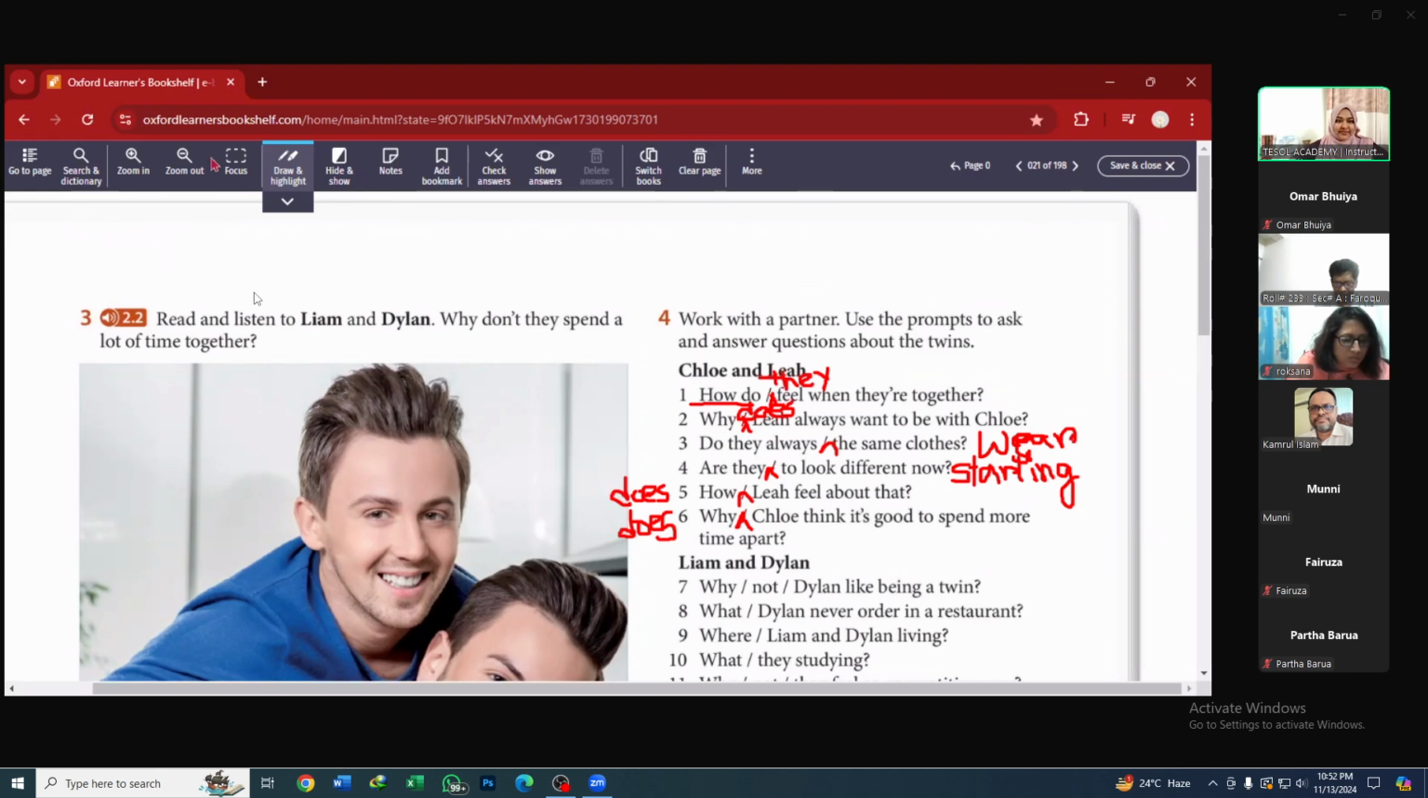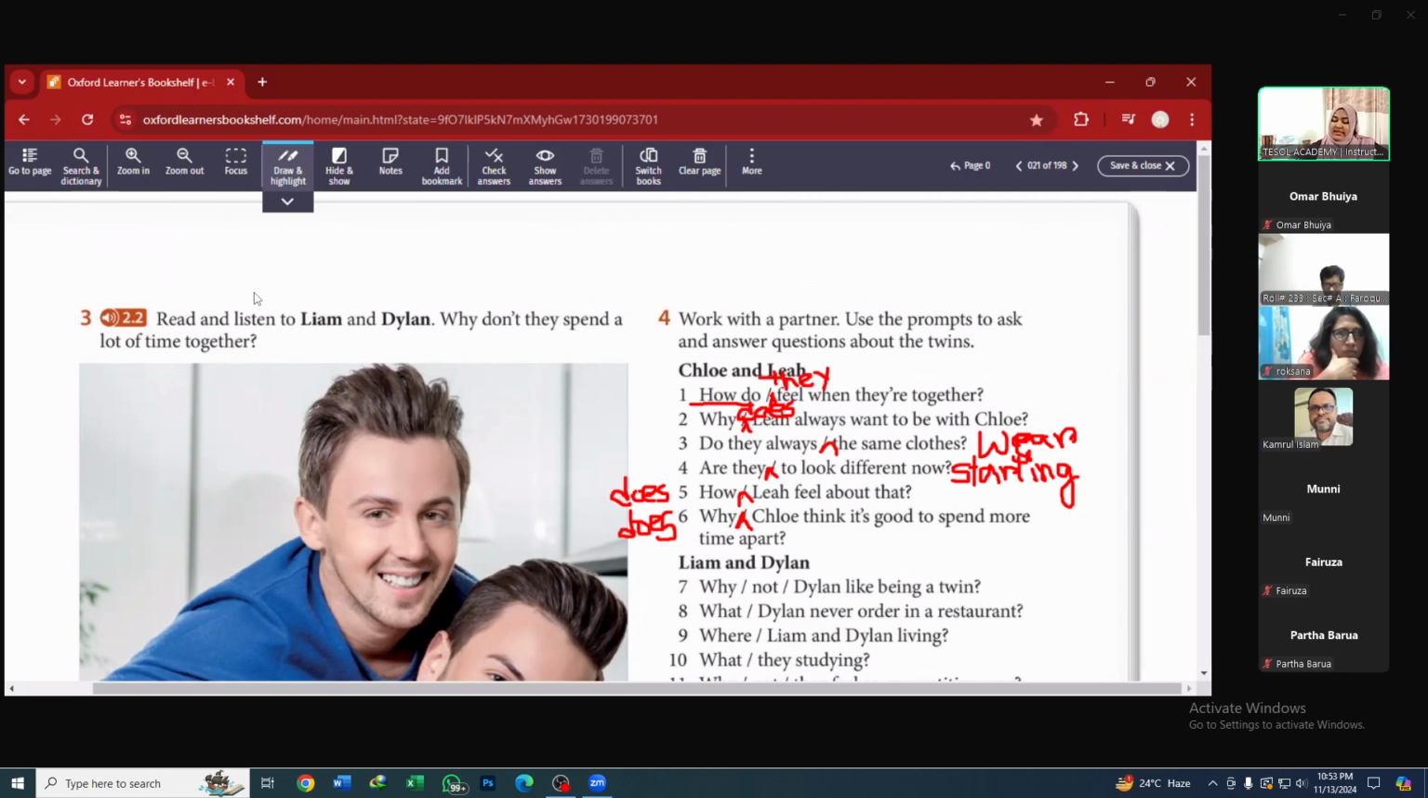Yes, Mr. Farooq. Why does Leah always want to be with Chloe? They are identical twins, but why does Leah want to be with Chloe? How does she feel when she stays with Chloe? Is that the reason that she wants to be with Chloe? So how does she feel? Okay, no problem. Well tried, but you tried well.